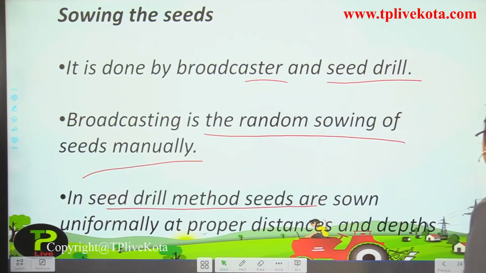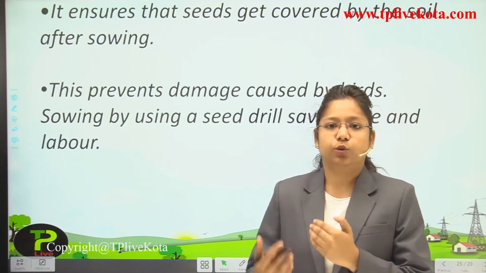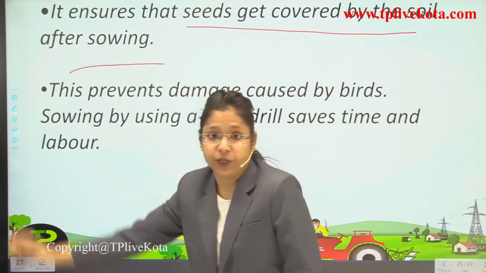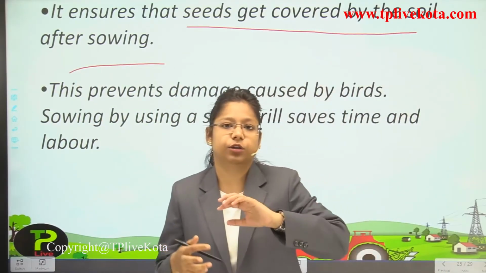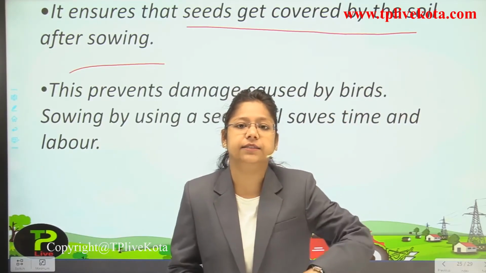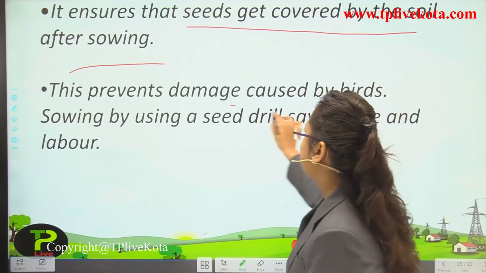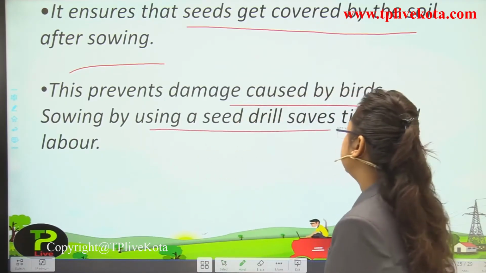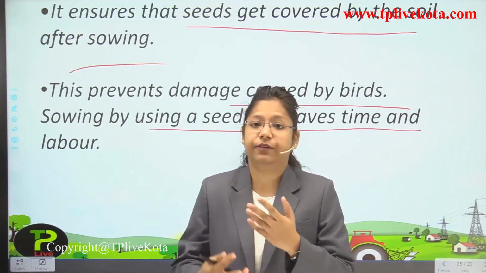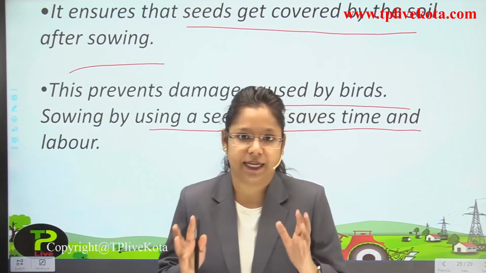So moving on towards our next slide, if we are sowing the seed, we should ensure that the seeds get covered by the soil after sowing. This is the main important criteria. They should not remain on the upper layer. They should be sown properly, dug inside the soil very properly. And the last point, this prevents damage caused by birds. Sowing by using a seed drill saves time and labor. If you are sowing the seeds with the help of a seed drill, then it is maintaining your time slot and saving your labor time also.